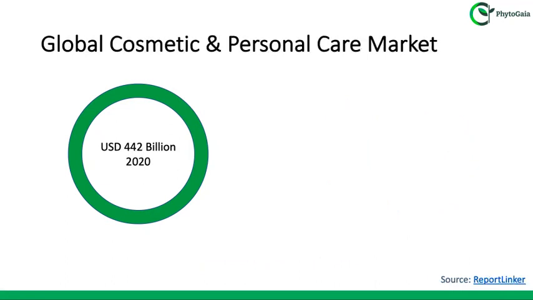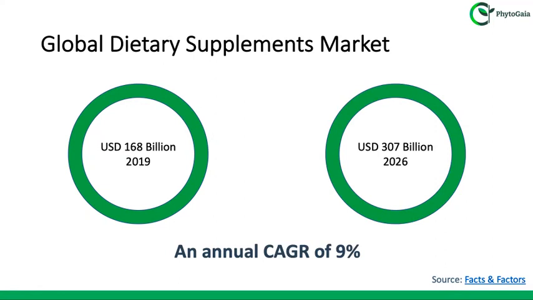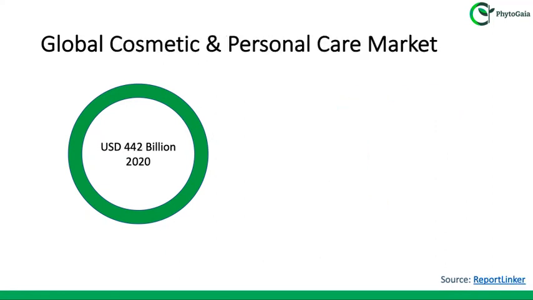The cosmetic and personal care market is much larger, about $442 billion as of 2020, and by 2026 it will reach 558 billion. If you add up the dietary supplement market, 168 billion, and the 442 billion, that is about a 600 billion market for both dietary supplements and cosmetics. Say, for example, palm phytonutrients can get about 0.01%, which is 100 parts per million. So 0.01% of 600 billion is how many? 600 million or 60 million? 60 million. So that is a huge market for palm phytonutrients, a $60 million market.